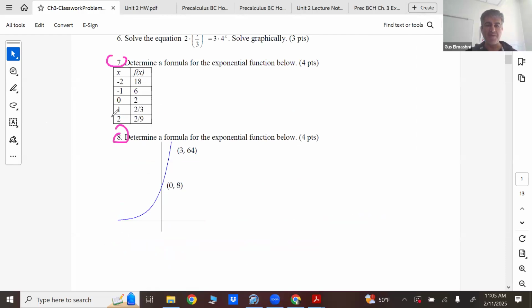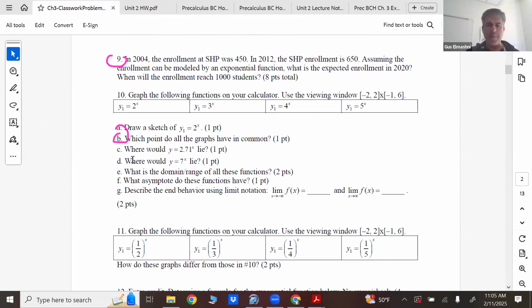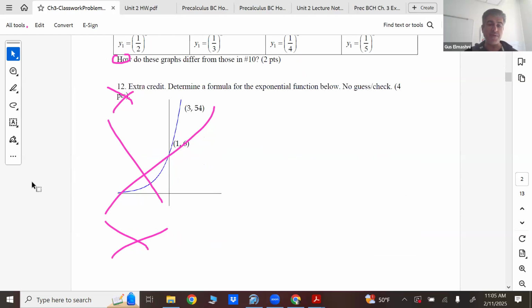Writing equations from a graph, just to practice that skill. I think 9's good. Don't do 10. Just don't do those problems. Don't do 11. We're not doing those graphs. I already told you what graphs we have. Yeah, I think 12 is good.